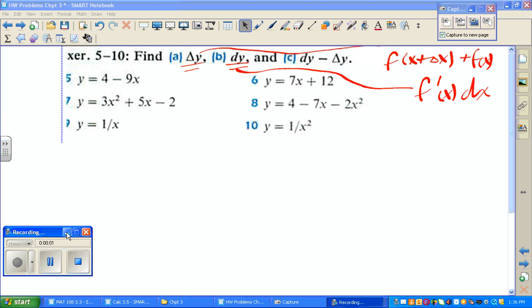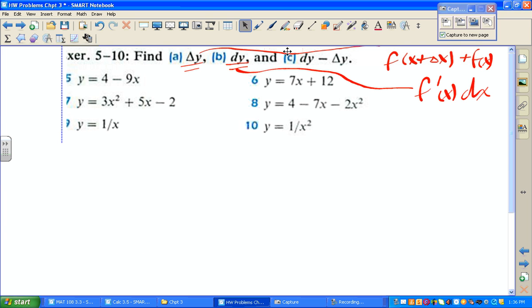Start off with the homework. And Taylor's listening to this, so we have to make sure everything's done correctly. All right.